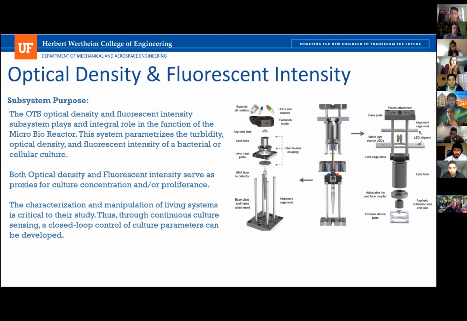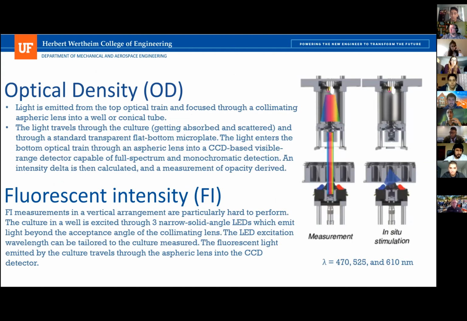And so we're using an OTS optical sensing device, which is an open source microplate reader. And if you go to the next page, what's simple about it is that on the optical density side, a light is shined through with a given intensity, and it's coupled through a collimating lens, and then goes through the culture and then the well tray, and then it's received on the bottom side through a collimating aspheric lens, which is then received by a CCD visible range detector, which is capable of full spectrum and monochromatic detection.